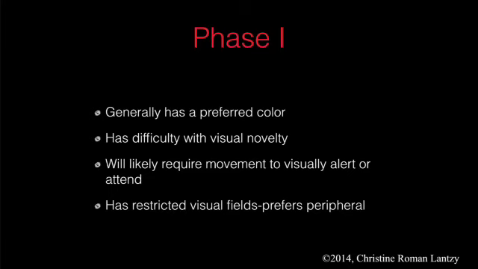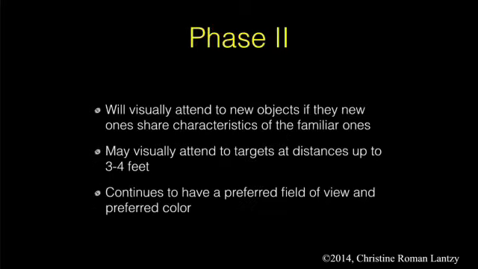In phase 2, the child's visual function has improved. They score above 3 to about 7. In phase 2, the child will visually attend to new objects if they share characteristics of the familiar ones. So now novelty is a little more flexible. They will visually attend to targets at distances as great as 3 to 4 feet, and by the end of phase 2, possibly up to 10 feet. In phase 2, the child continues to have a preferred field of view and preferred color.